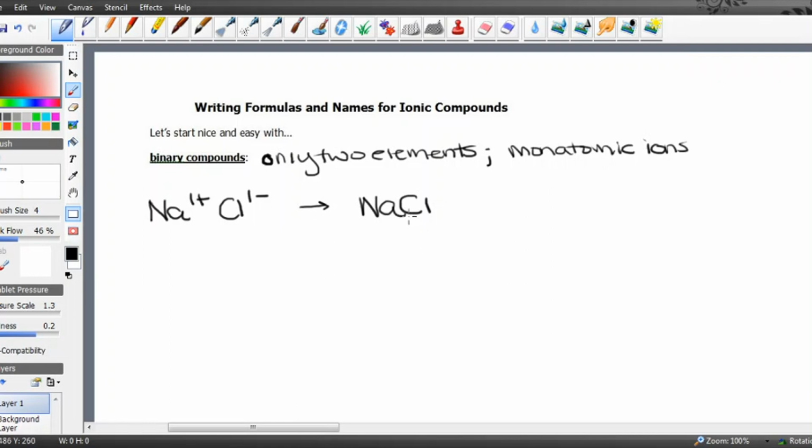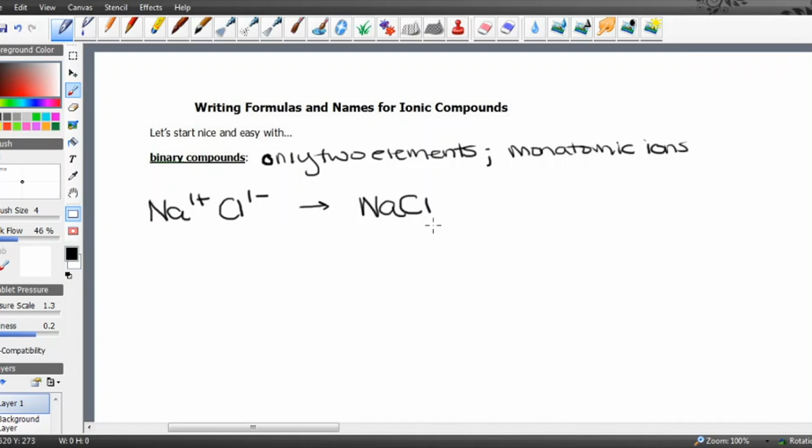Remember, we use subscripts to show how many of each ion are in the compound. But if that subscript is a 1, we omit it. Okay, so 1s are understood. So if I wanted to think about a little thought process, you write the cation and the charge, and then you write the anion and the charge, and then you make those charges cancel by adding subscripts.